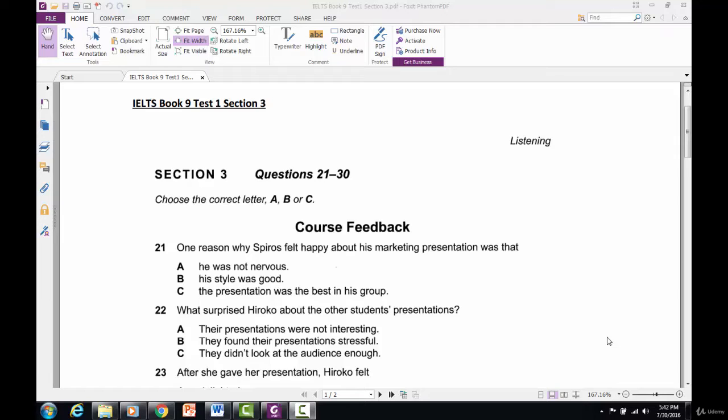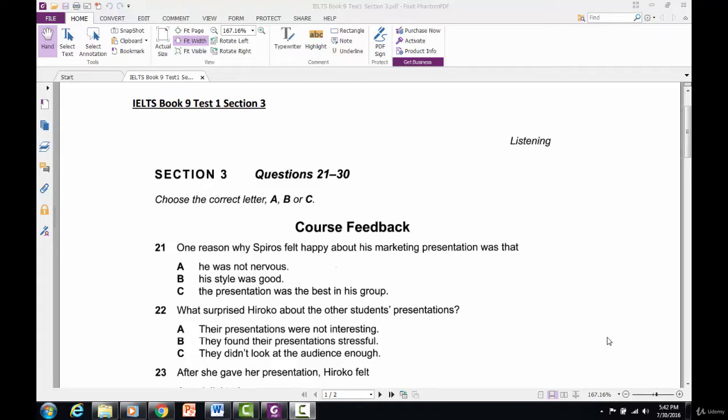Okay, so now let's get into section 3. I'm going to repeat this again because I want you to understand what the real differences are between sections 1, 2, and 3. The difference is not in the questions.